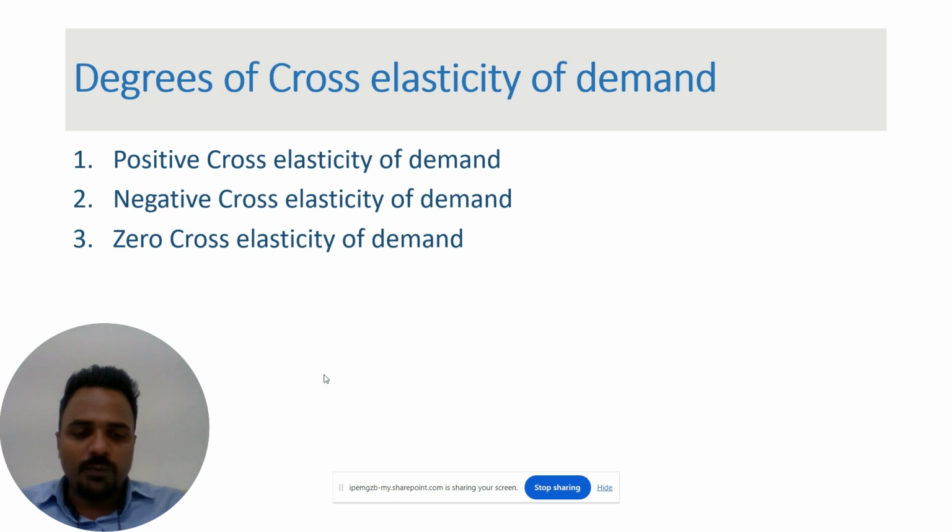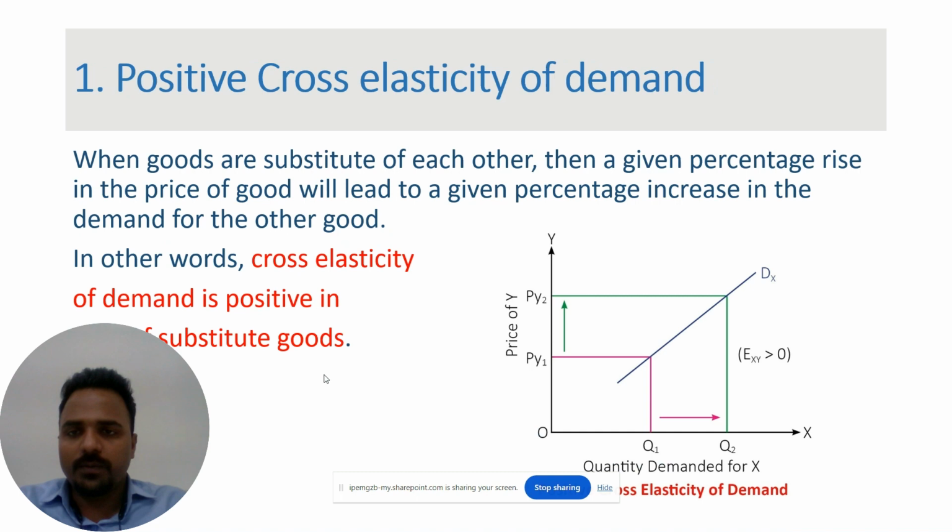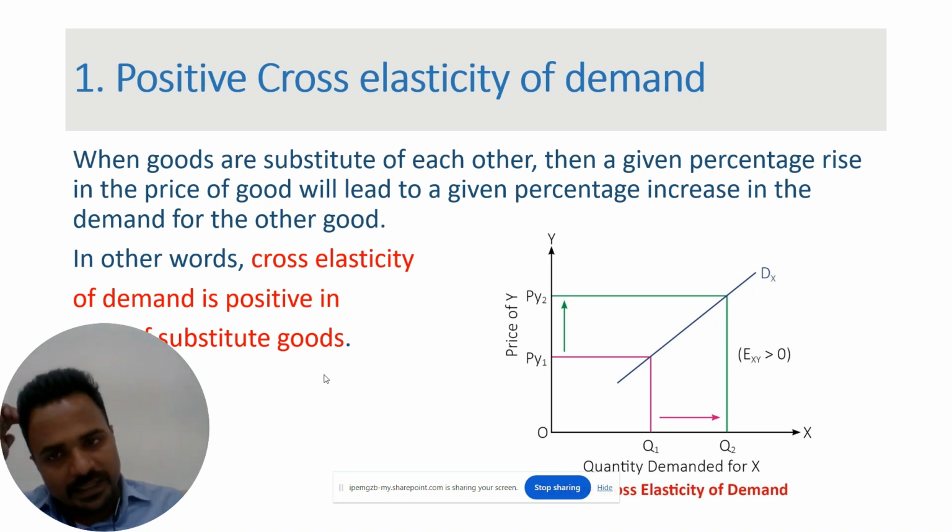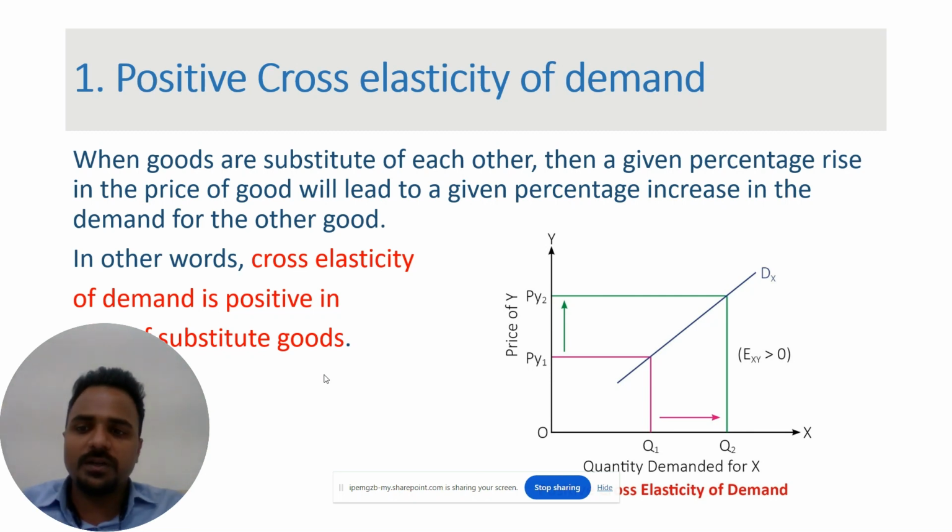Now let's move further. We have three degrees of cross elasticity like income elasticity: positive cross elasticity, negative cross elasticity, and zero cross elasticity. First, positive cross elasticity of demand. When two goods are substitutes for each other, then a given percentage rise in the price of one good will lead to a given percentage increase in the demand for the other good. In other words, we can say cross elasticity of demand is positive in case of substitute goods because there is a direct relationship between price and demand of its substitute goods.